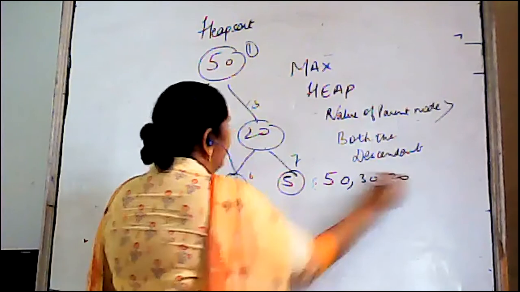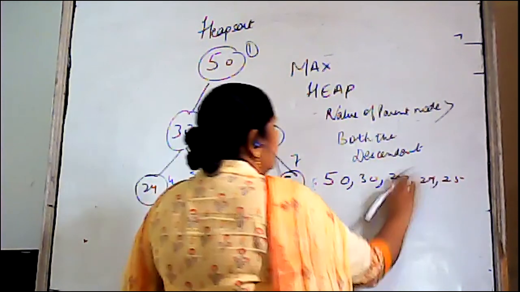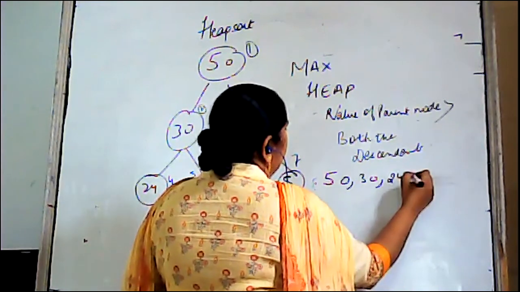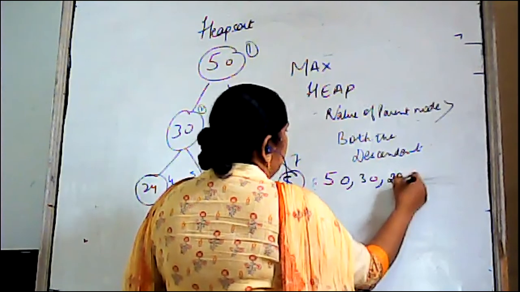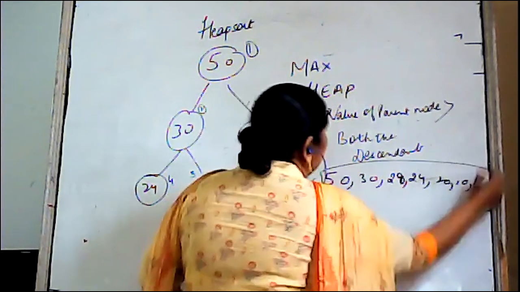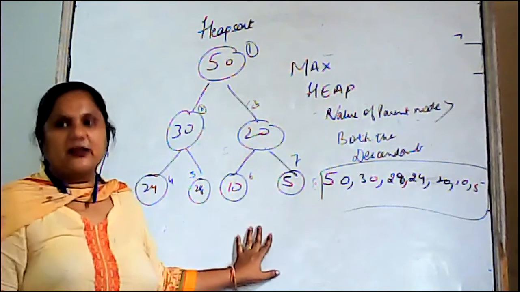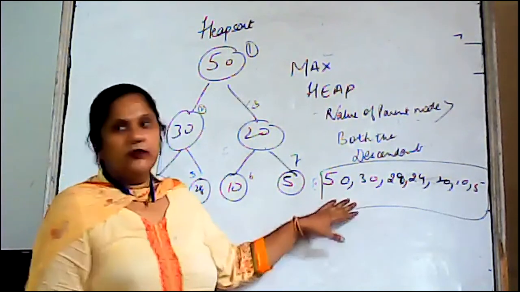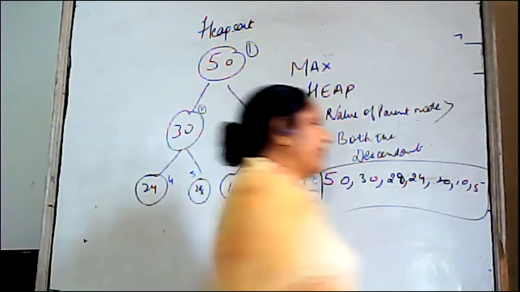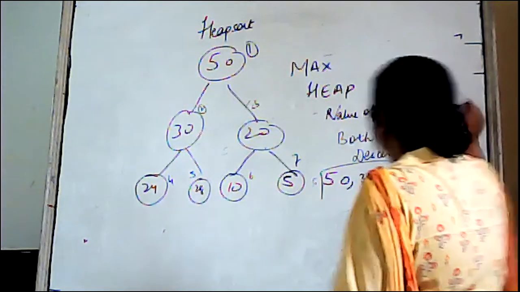50, 30, 20, then comes 24, 25. Just wait, it will come as 28, 24, then 20, then 10, then 5. When you remove the elements, I will tell you how to remove them. Then they will come in decreasing order in a max heap. This is just the output I am showing you, but I'll tell you how to get these elements one by one. And min heap is the heap where the parent node is smaller than both of its descendants.